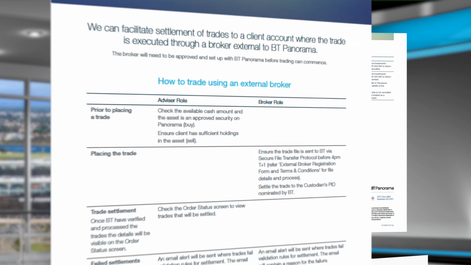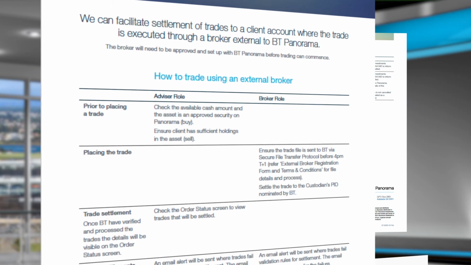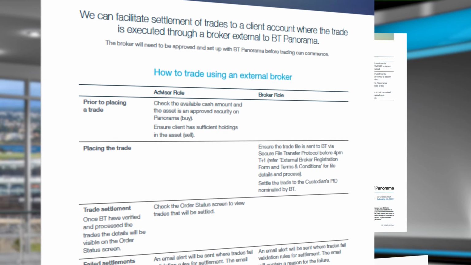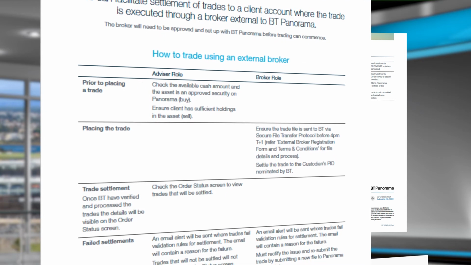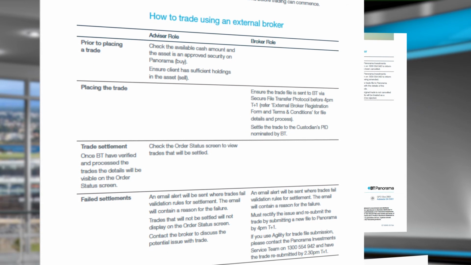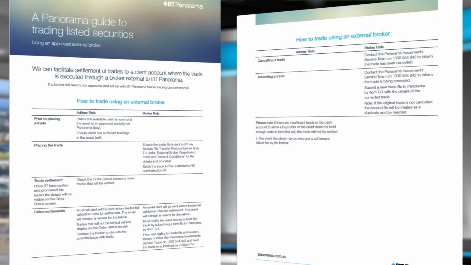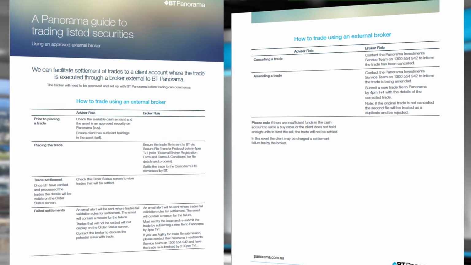Your main role in the process will be ensuring the client has available cash to fund the asset purchase and that the asset is approved for a buy on Panorama. And for asset sales, checking that they have sufficient holdings for the sale. You'll also need to monitor the order status screen to view settled trades and of course keep alert for email notifications advising failed trades.